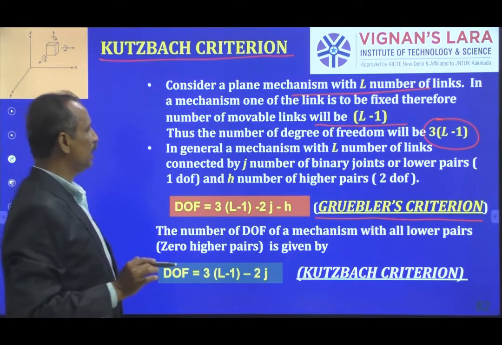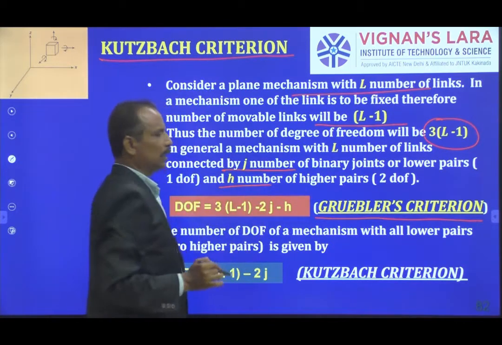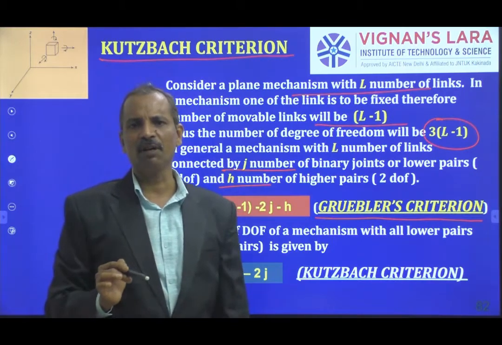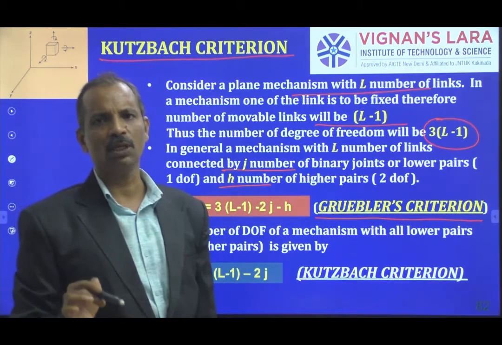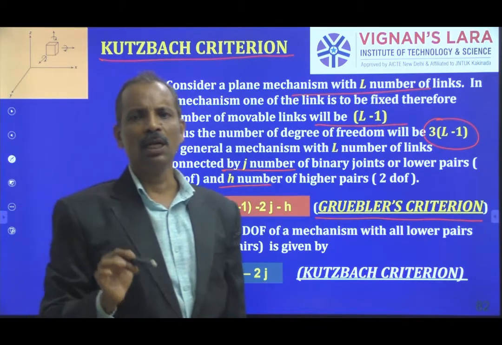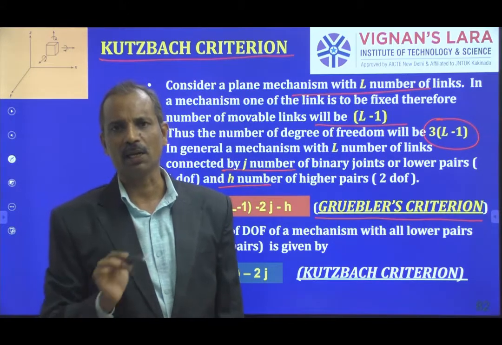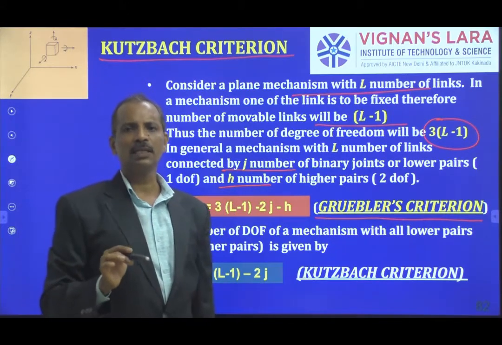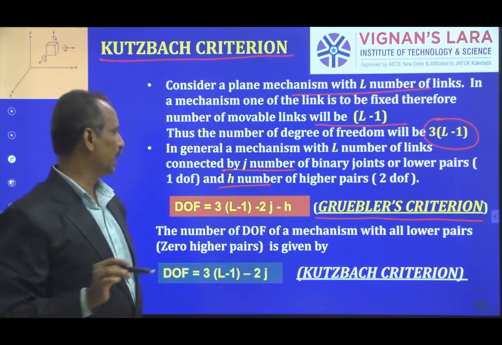So in this mechanism, if you have the number of joints, J and H are given by lower pairs and higher pairs. We are already aware of what a lower pair and a higher pair are. A lower pair has surface contact or area contact, and H is a higher pair, which has a point contact or a line contact.